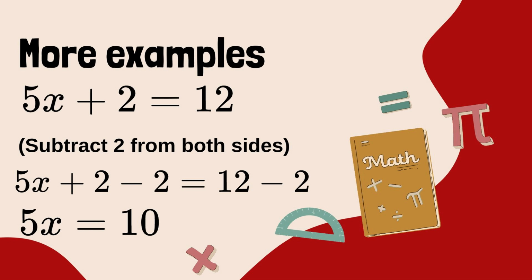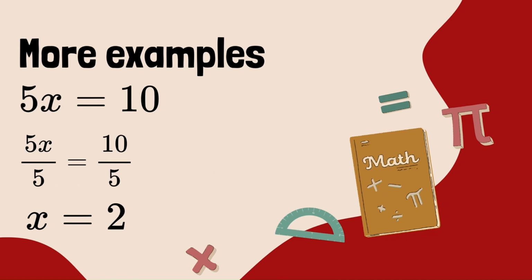I have 5x is equals to 10. I want to know what x is. So what I do is I'll divide both sides of the equation by 5. So my 5x divided by 5 is equals to 10 divided by 5. X will be equals to 2.